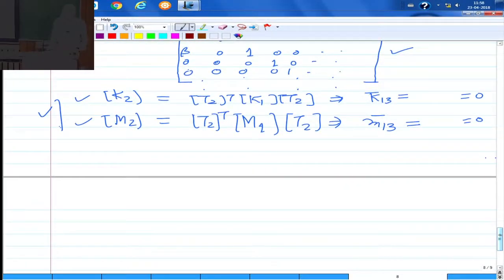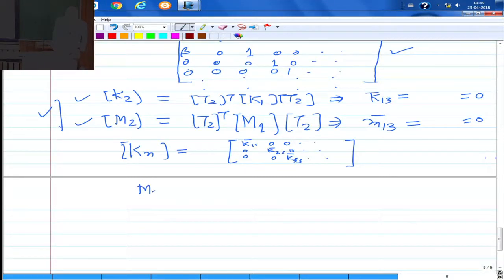So repeating this n number of times, finally you will get Kn, which would be essentially a diagonal matrix. It will be of the form K11 bar 0 0, 0 K22 bar 0, 0 0 K33 bar, and so that would be the form of the transformed stiffness matrix after n number of iterations. And similarly you will get Mn, which will also be of diagonal form: M11 bar 0 0, 0 M22 bar 0, and so on, 0 0 M33 bar.